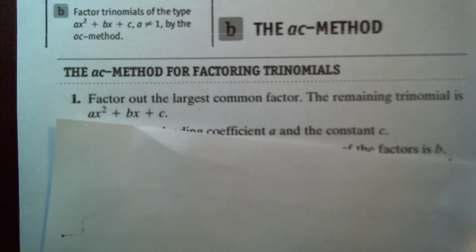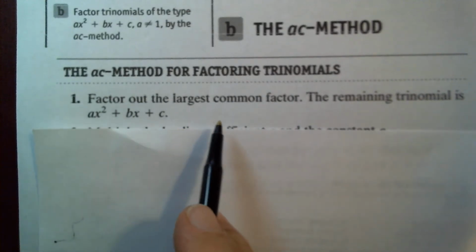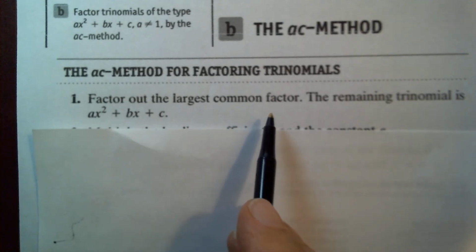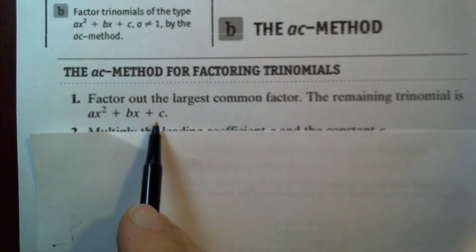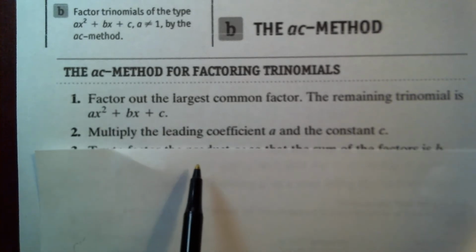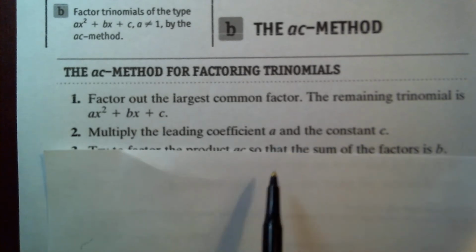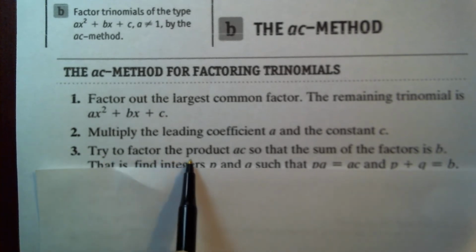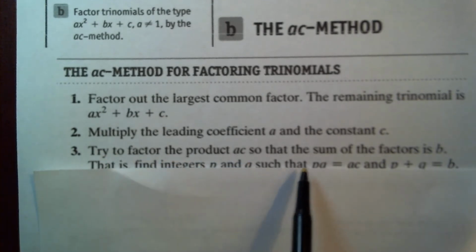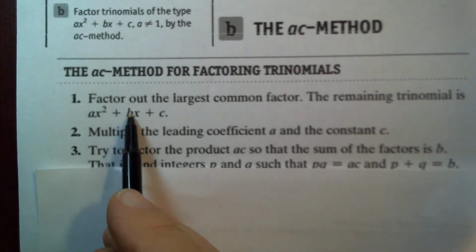And the 6-step process. Number 1, as always, no matter what method you're using, factor out the largest common factor. Always, always, always. So the remaining trinomial is of the form ax squared plus bx plus c. Again, we'll go over several examples. Then we multiply the leading coefficient a and the constant c. Again, we'll do this in many examples, and you'll find out what that is. And then we factor the product AC in such a way that the sum of the factors is b, the coefficient of x.